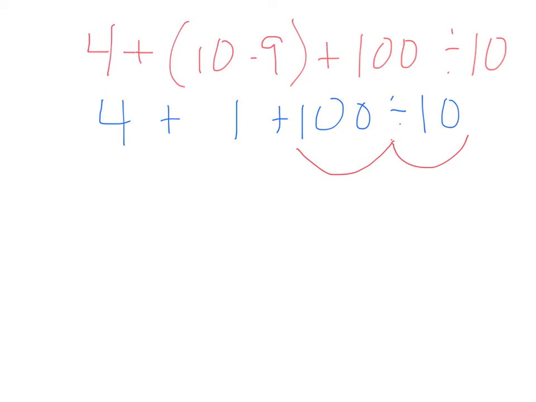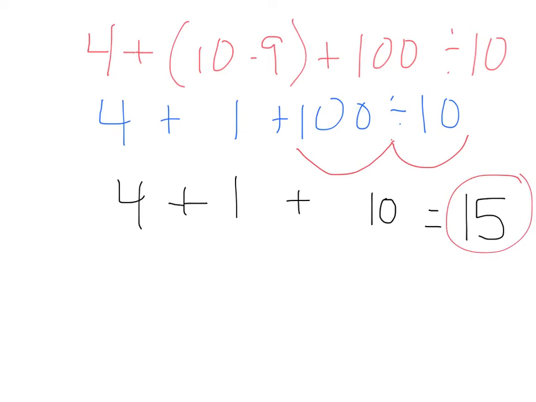I'm going to erase my lines here. Oh, it doesn't look like that's possible. We'll just have to remember that. So 100 divided by 10 is 10. I'm still left with my 4 plus 1 plus 10. When I add these all together, I have 15 for a grand total of 15. When I take 4 plus parentheses, 10 minus 9 parentheses, plus 100 divided by 10, I have a grand total of 15.